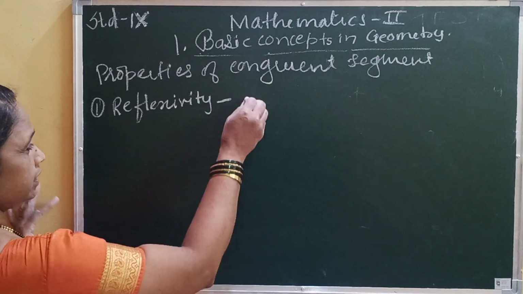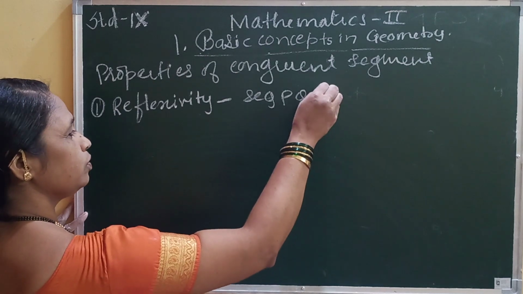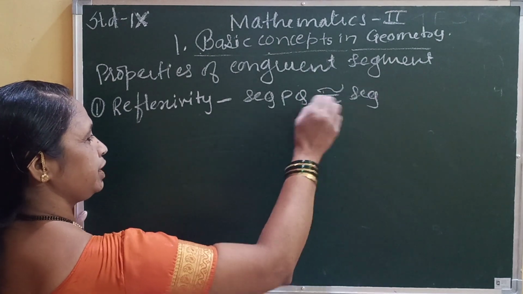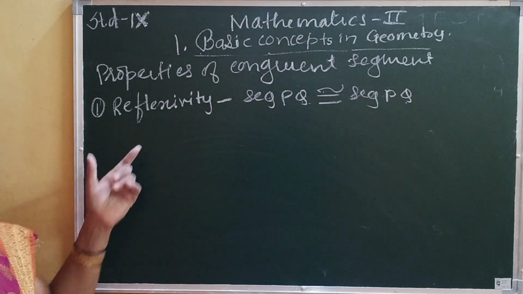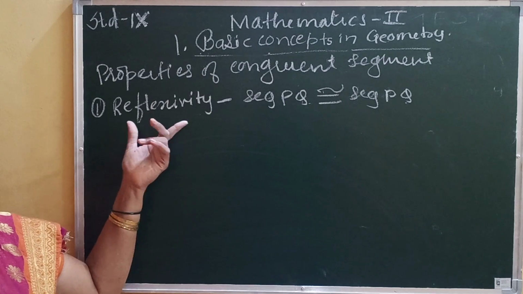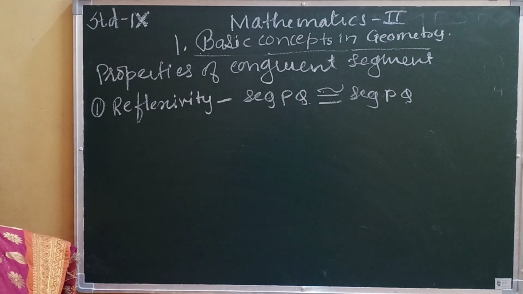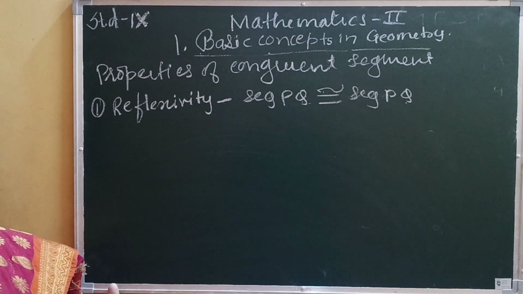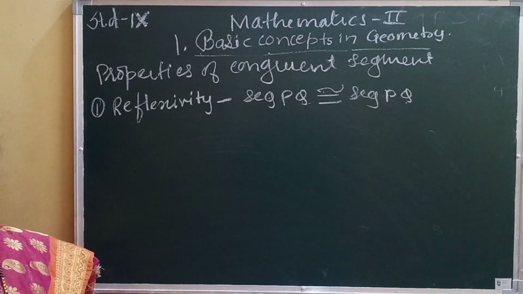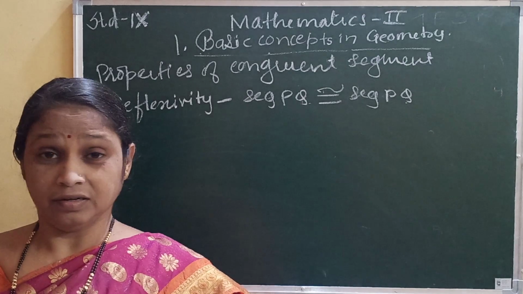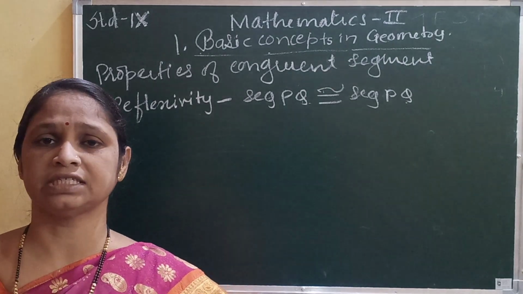In reflexivity, segment PQ is congruent to itself, which means segment PQ is congruent to segment PQ. This is the reflexivity property. Now see why we are learning this. I know what a line segment is, what a ray is, what an opposite ray is, and what congruent line segments are. Then you must understand how to use it.